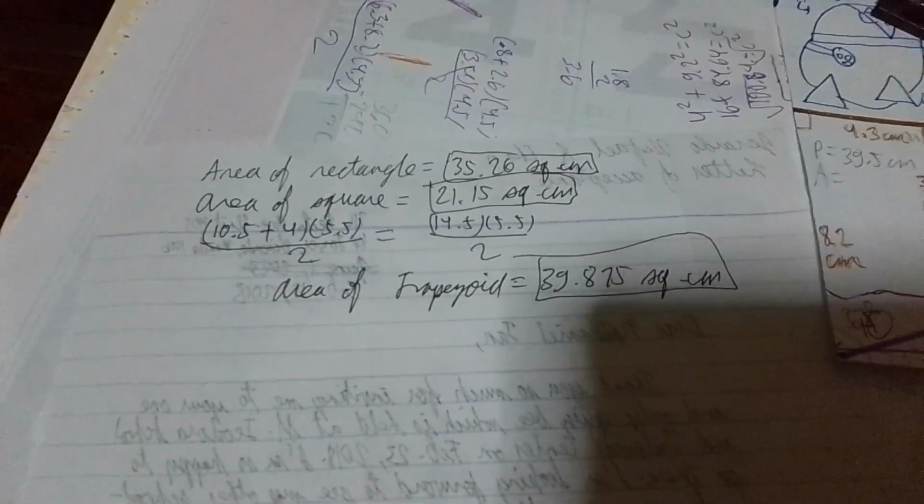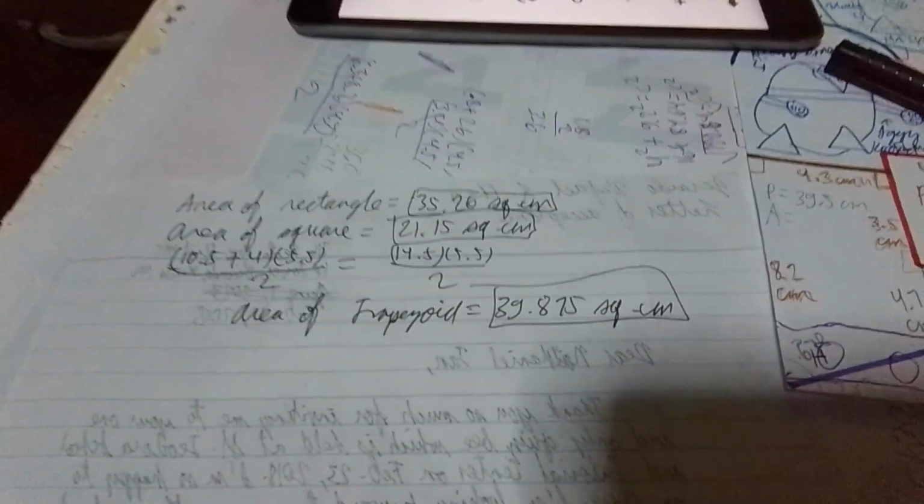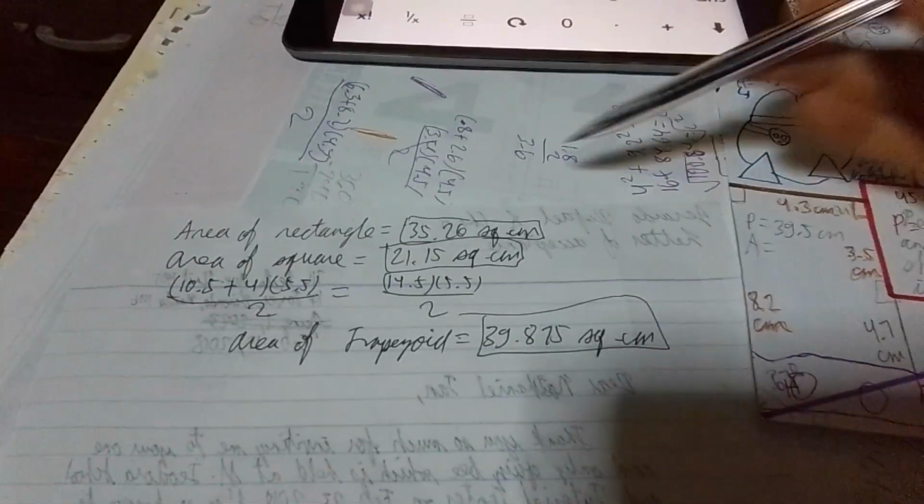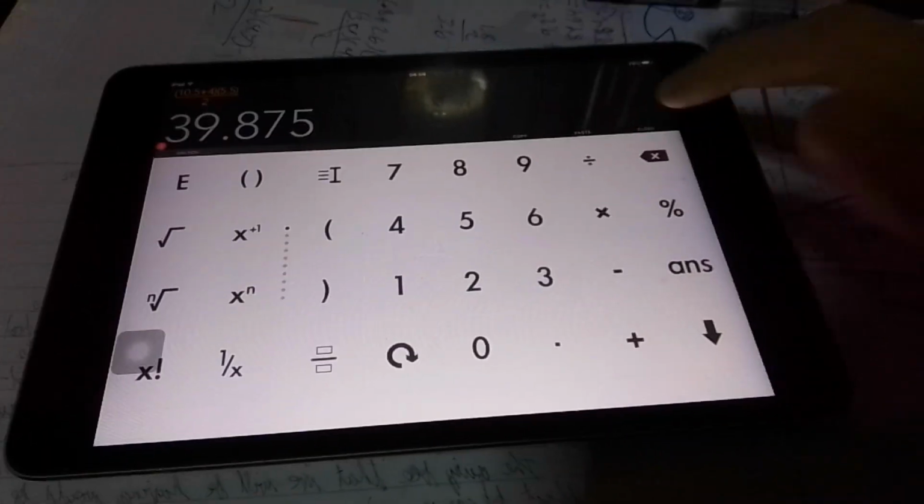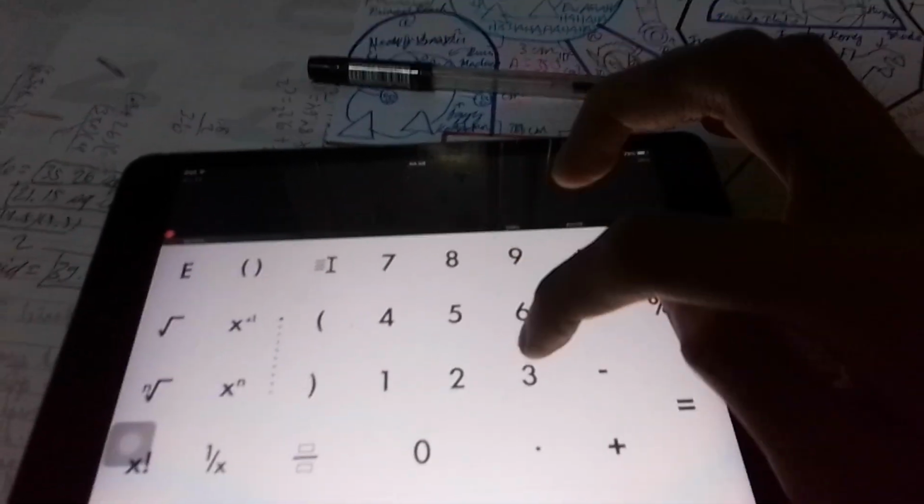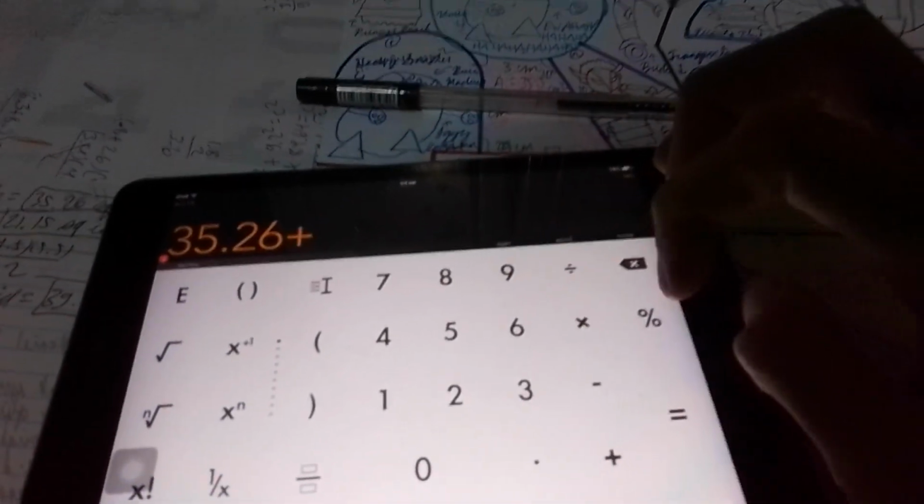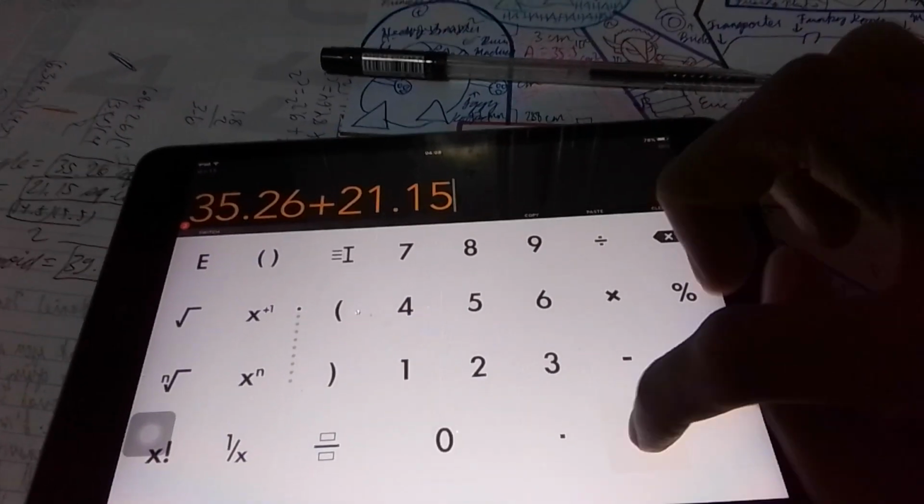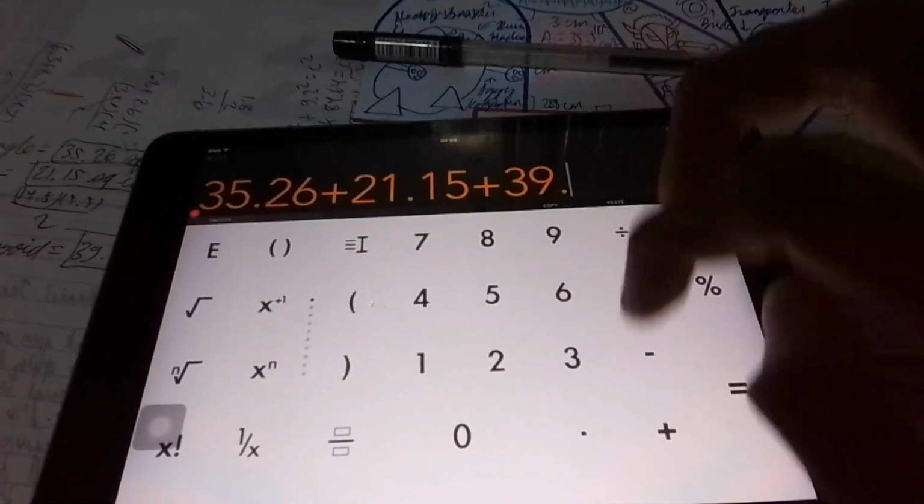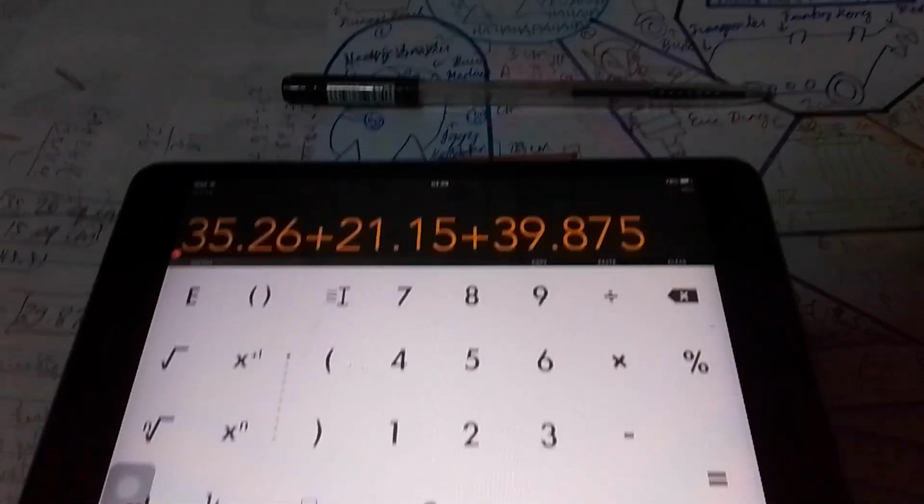Yan, nakita mo yung ginawa ko. All the answers that I boxed, they are the areas of all the figures. Now, all we need to do is to sum everything up. Siguro, let's use the calculator na lang para mas mabilis. Ano yung area ng rectangle? 35.26, di ba? Plus, ano yung area ng square? 21.15. Tapos, ano yung area ng trapezoid? 39.875, di ba? So, let's add this up all together.